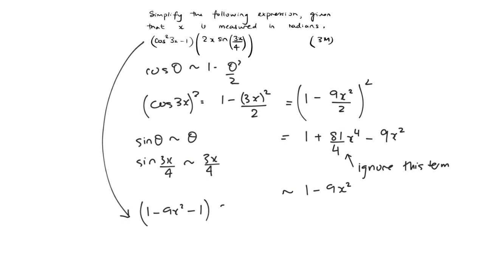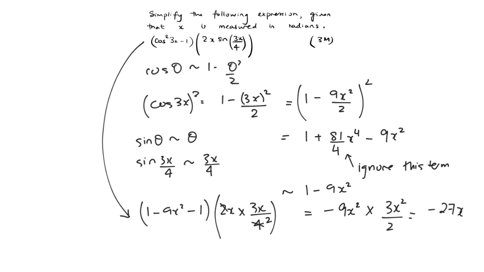And then I've got 2x. I'll just use a bracket. So 2x, then I've got this as 3x over 4. Now to simplify this further, this basically becomes minus 9x squared times, this cancels out into 3 over 2 x squared. So 3x squared over 2, which then further simplifies to minus 27x to the power of 4 over 2. So that should be the answer.